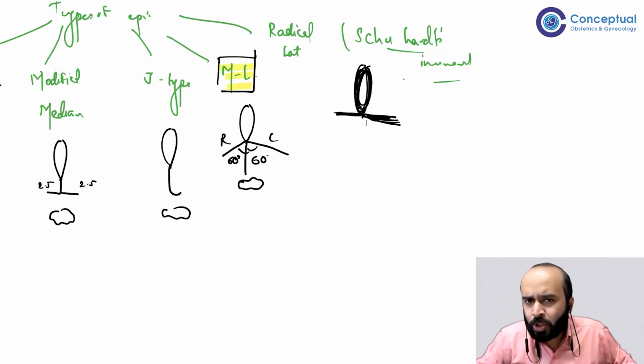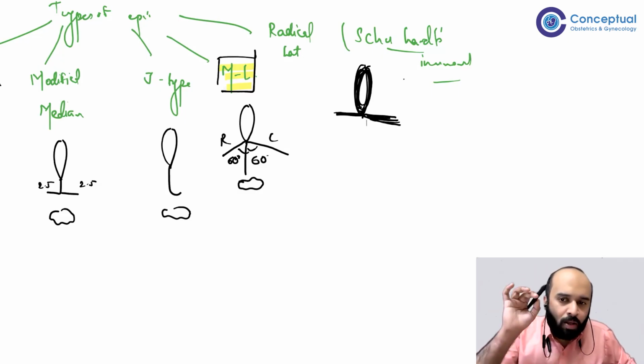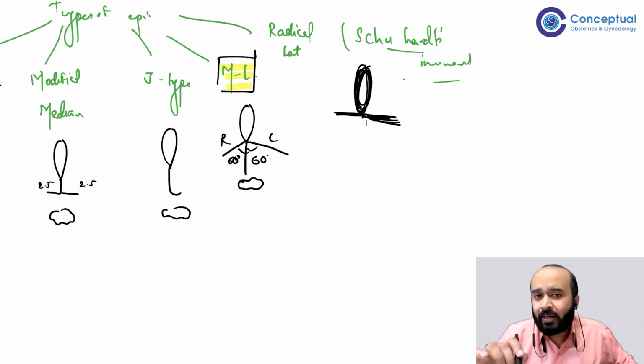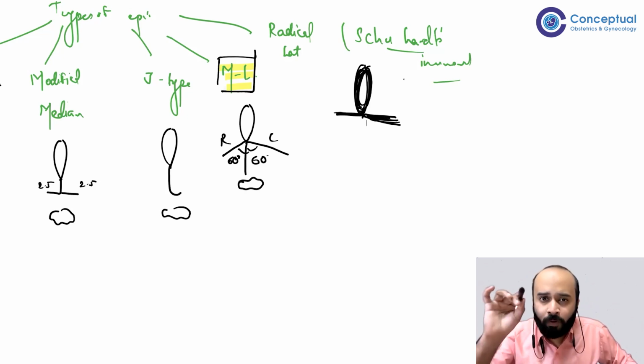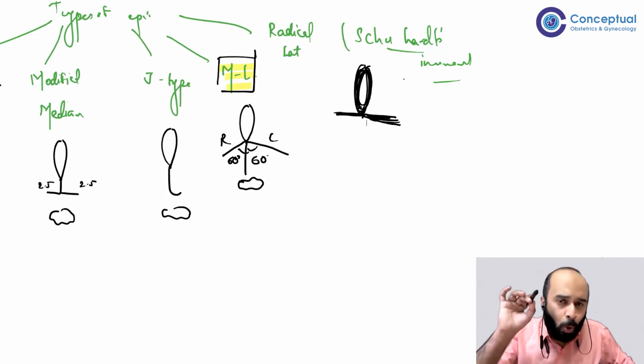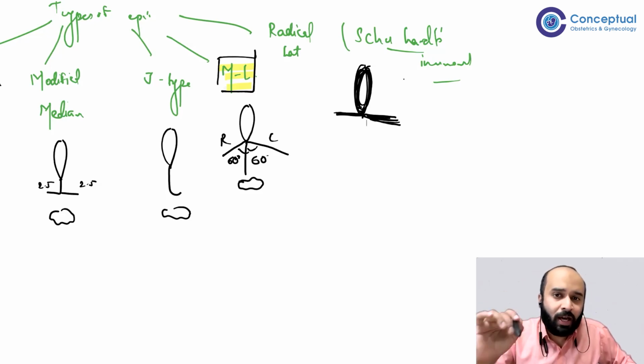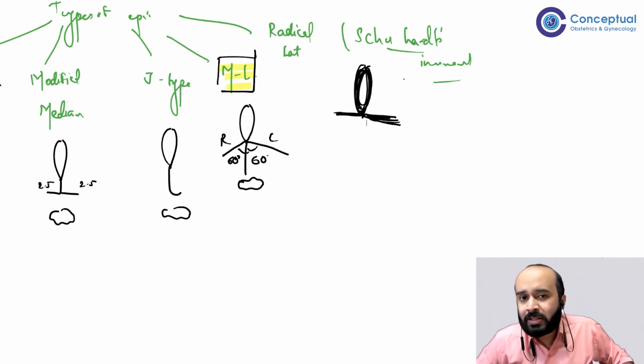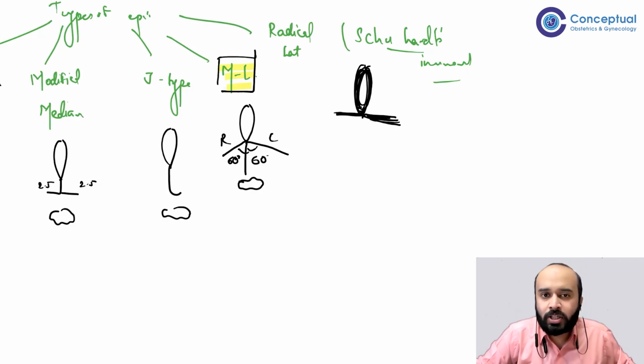Since I've mentioned the Schuchardt incision, can someone tell me the name of the incision that I take on a cervix whenever there is any possibility of the baby being entrapped, or if the cervix is not dilating enough? What is the name of that incision? You'll tell me in the chat.